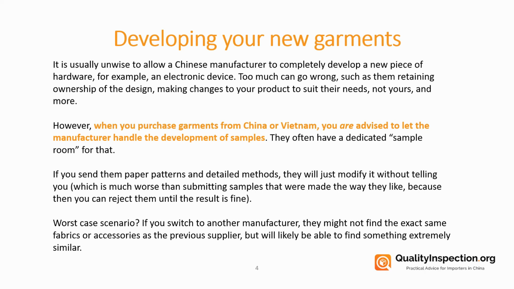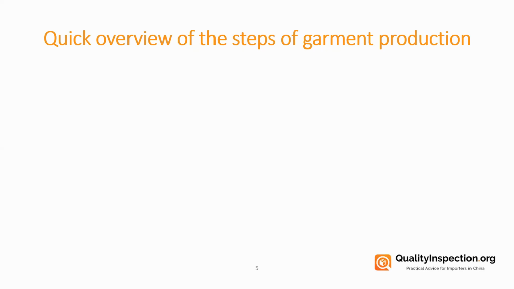What's the worst case scenario? Well, if you switch to another manufacturer, they might not be able to find exactly the same fabrics or accessories, but they can probably find something that's extremely similar. A quick overview of the steps of garment production.